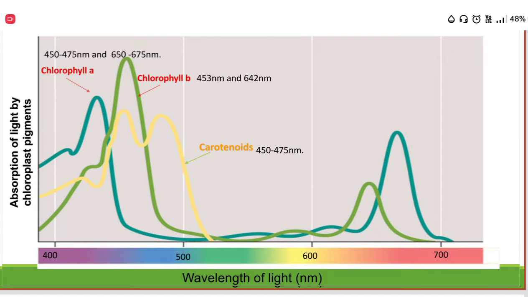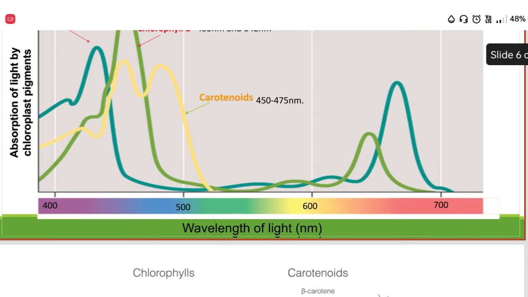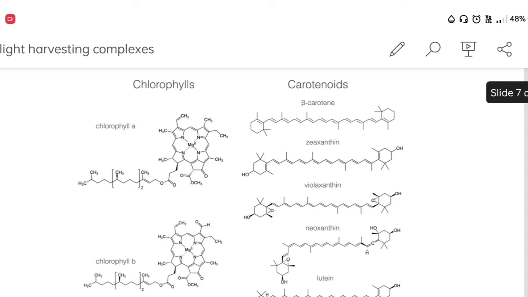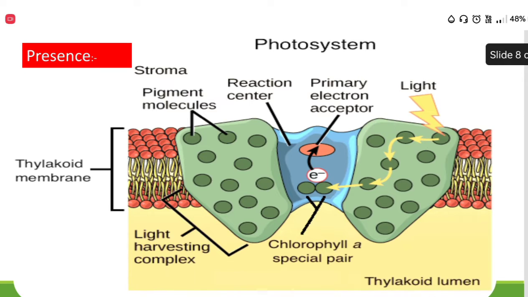Then chlorophyll B shows a peak value at 453 nanometer and 642 nanometer. Then carotenoids, so this absorbs the wavelength at 450 to 470, shows the peak value at 450 to 475 nanometer. Then these are the structures of chlorophyll molecule as well as accessory pigments. Then let's start our topic.